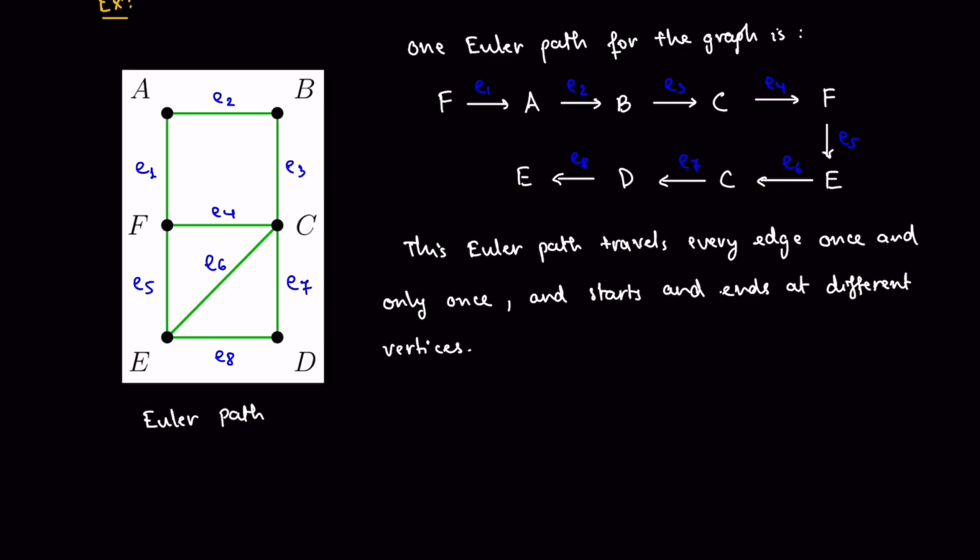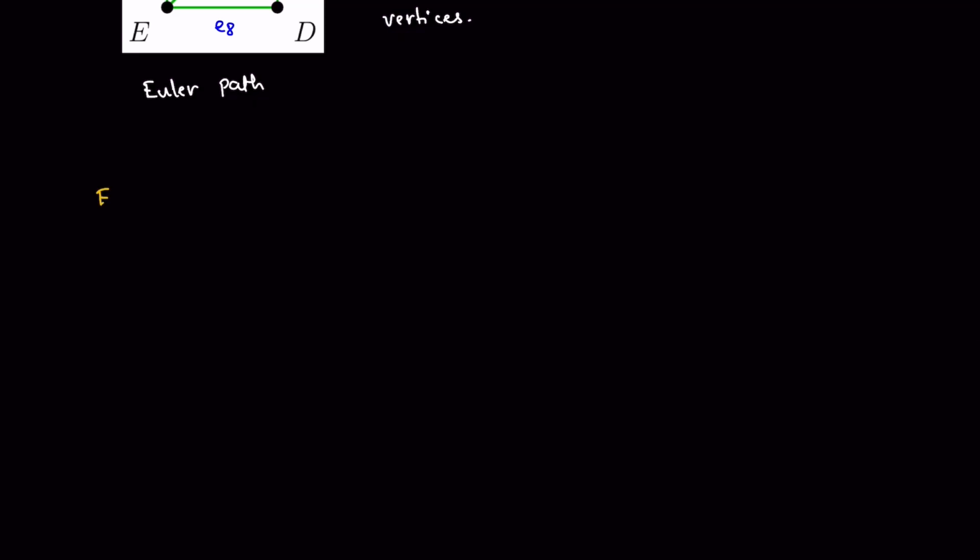That is because the Euler path travels every edge once and only once, and starts and ends at different vertices. In the next example, we're going to see another graph, and this graph is about an Euler circuit. This is the graph for the Euler circuit.